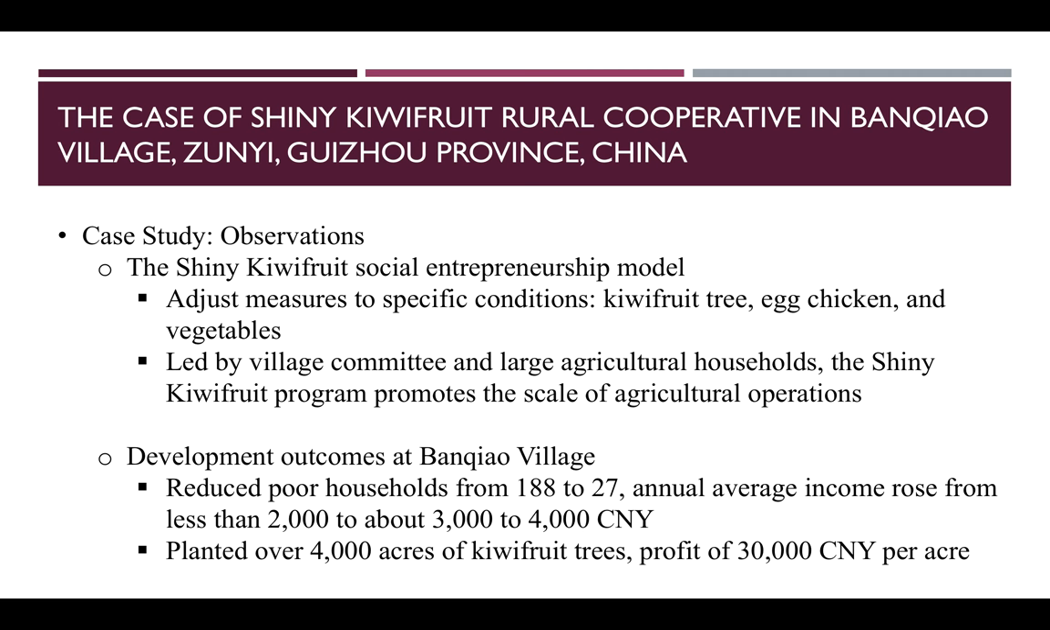The Shining Kiwi Fruit Rural Cooperative is really special because its model doesn't just involve the planting and selling of kiwi fruit. It actually involves different industries ranging from kiwi fruit trees to egg chicken to vegetables, because the village adjusts different measures to the different conditions in the village.